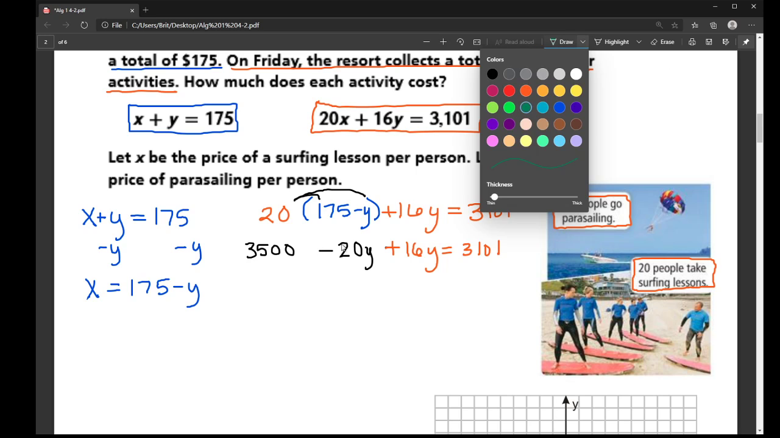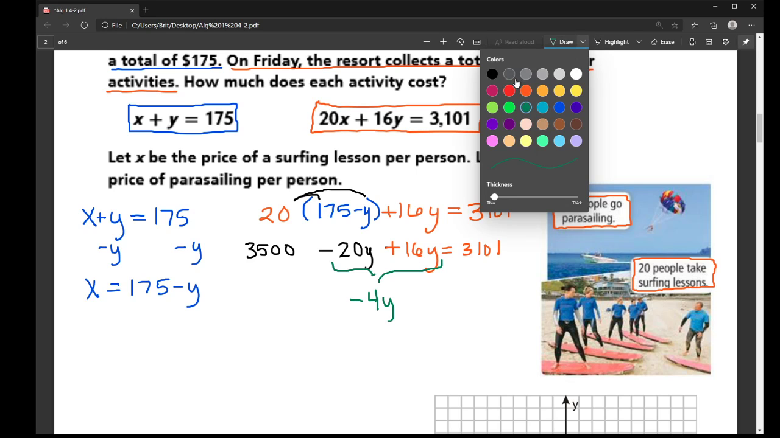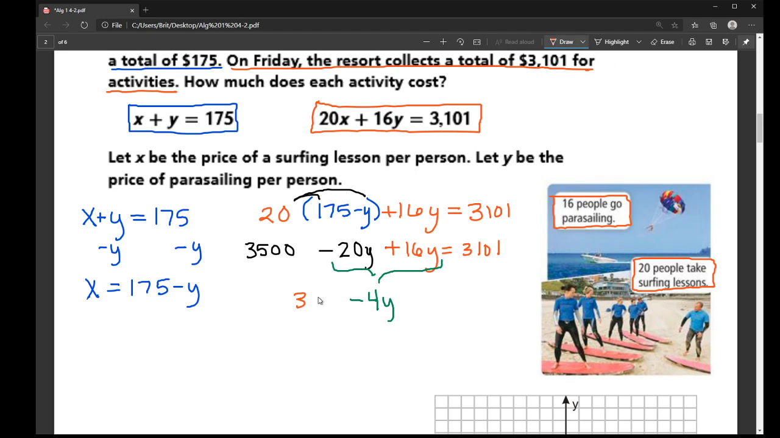Next, we need to collect our like terms. So right here, the 20y and the 16y gives me a negative 4y. And I still have 3,500, and I still have 3,101. So now I'm going to subtract the 3,500 from each side. Which when I do that, I get that negative 4y equals 399.